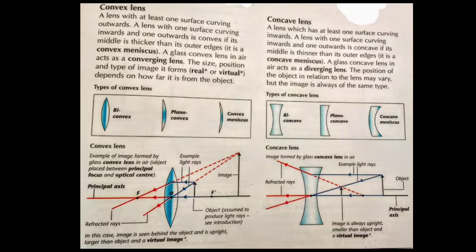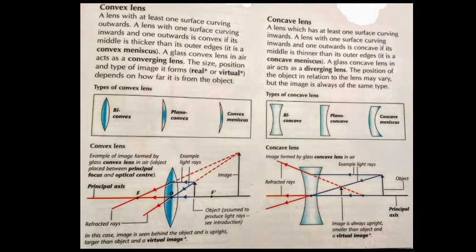The size, position and type of the image it forms, real or virtual, depend on how far it is from the object. You can see the types of convex lens: biconvex, plano-convex and convex meniscus, and there is one example given. When the object is kept between O and F dash, the image is seen behind the object and is upright, larger than the object, and a virtual image.